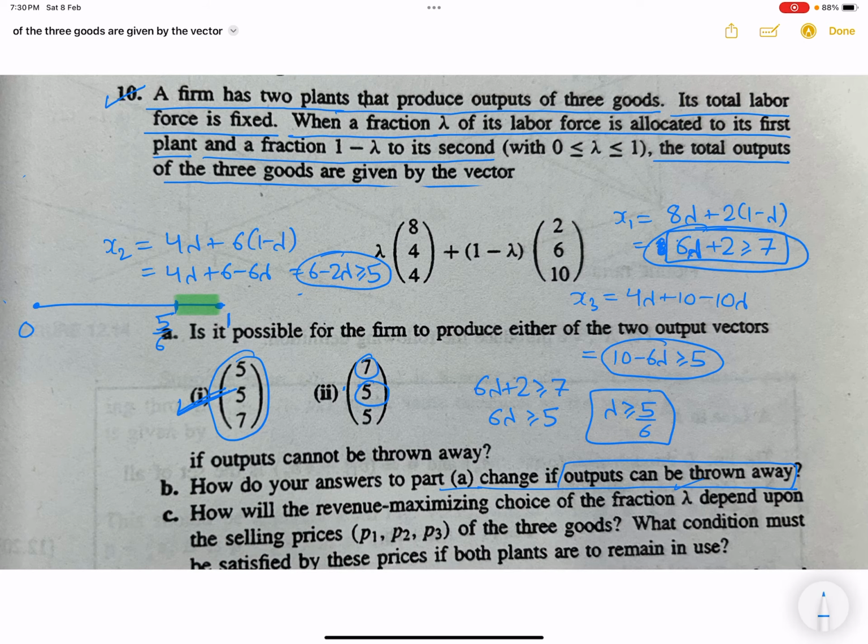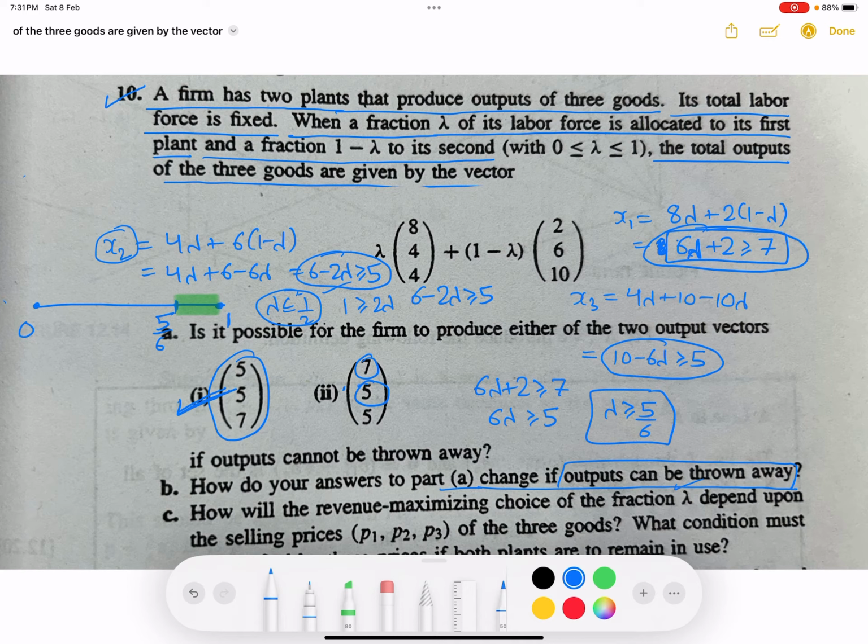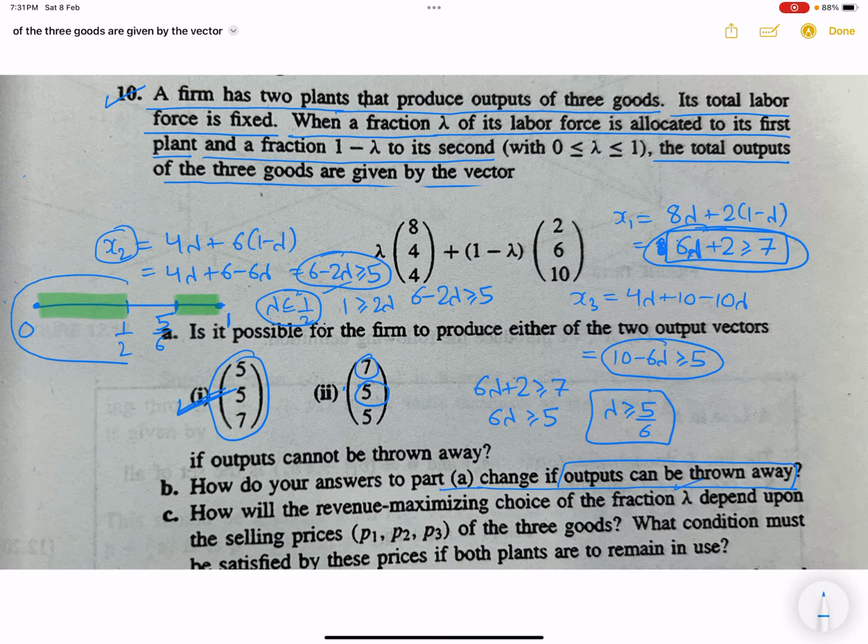Now for x2, we need 6 minus 2 lambda to be greater than or equal to 5, which gives us 1 should be greater than or equal to 2 lambda, which means lambda should be less than or equal to half. So to produce x2, we have this scenario. Since there is no overlap, it is not possible to find such a lambda. So it is not possible to produce this output level, even if the outputs can be thrown away. So you need to take into consideration these signs, which I'm marking in red, if outputs can be thrown away.